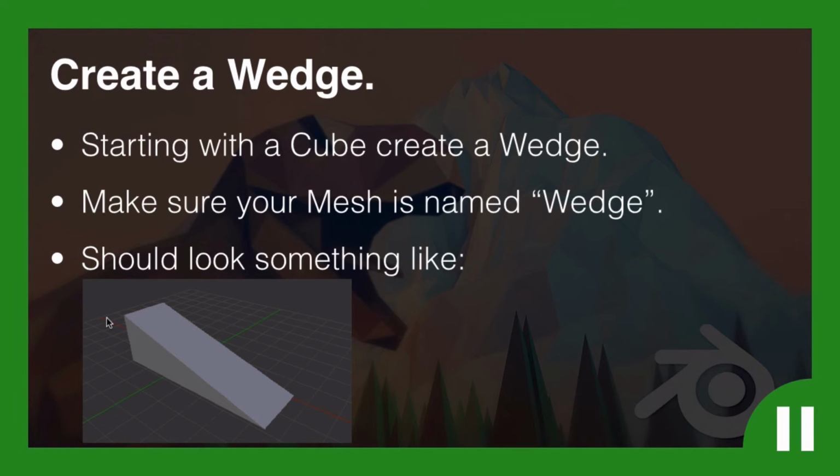It's challenge time. I'd like you to create a wedge. So starting with a cube, create a wedge. Make sure you name your mesh, wedge, and finally, it should look something like that. Variations on the theme are accepted. So pause the video now, go off and try and make your first wedge. Welcome back. How did you get on? Well, in the next lecture, we'll show you the process for making that wedge.